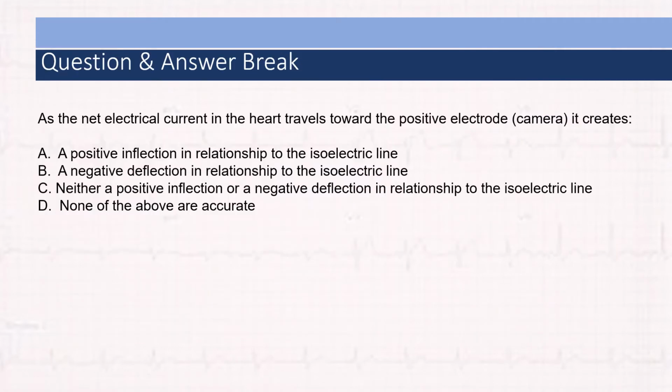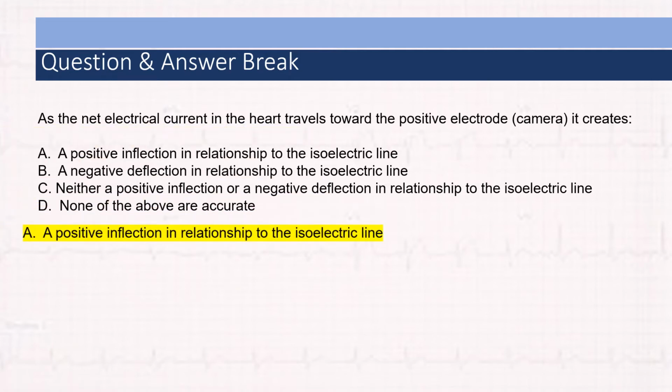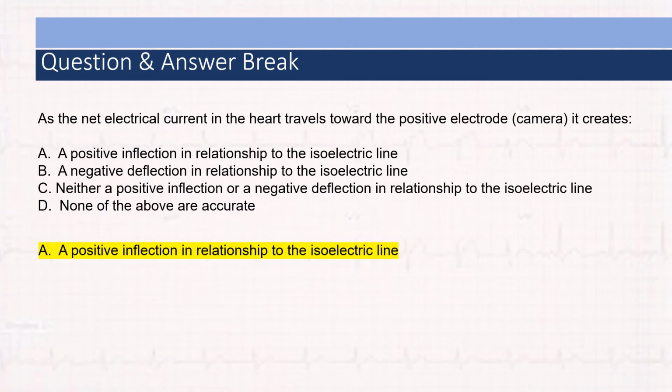Let's pause for a quick question and answer break. There is a net direction of electrical current in the heart. As that current travels toward the positive electrode, or the camera, it creates: A, a positive inflection in relationship to the isoelectric line; B, a negative deflection in relationship to the isoelectric line; C, neither a positive inflection nor a negative deflection in relationship to the isoelectric line; D, none of the above are accurate. If you answered A, positive inflection in relationship to the isoelectric line, you are correct.